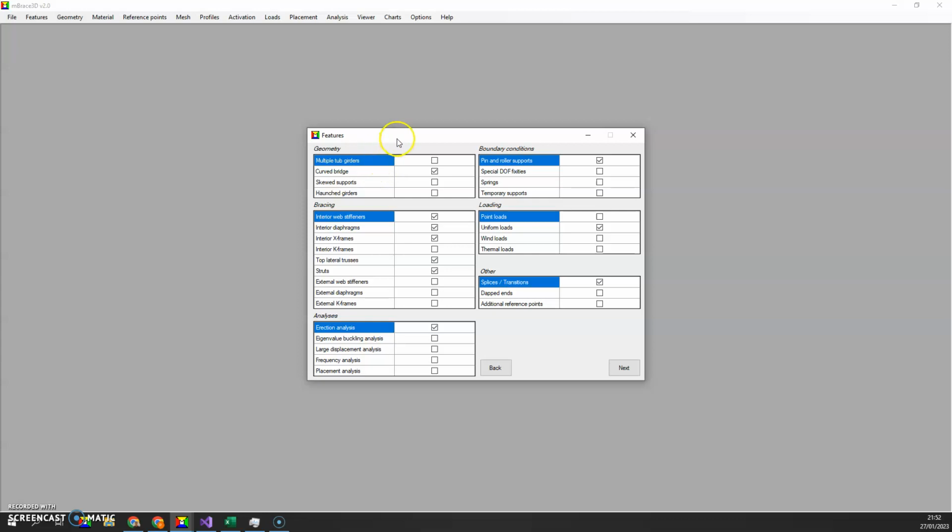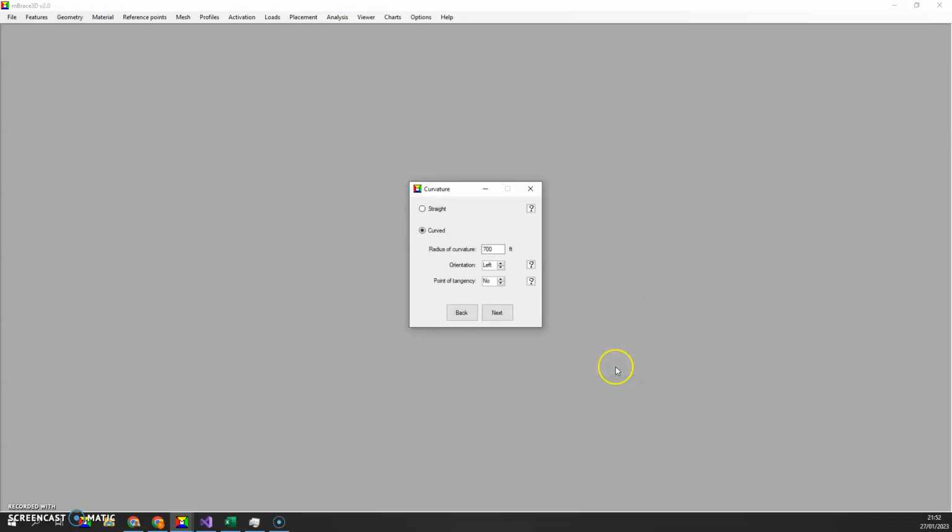So if we go here to this features form, we can see we have a curved bridge, stiffeners, diaphragms, cross frames, lateral trusses. These are the members we are most interested in here. We've got struts. We are actually checking this box, erection analysis. It means that we're not explicitly modeling the deck. We are instead modeling the weight of the wet concrete using a uniform load here. We've also got splices or transitions and pin and roller supports.